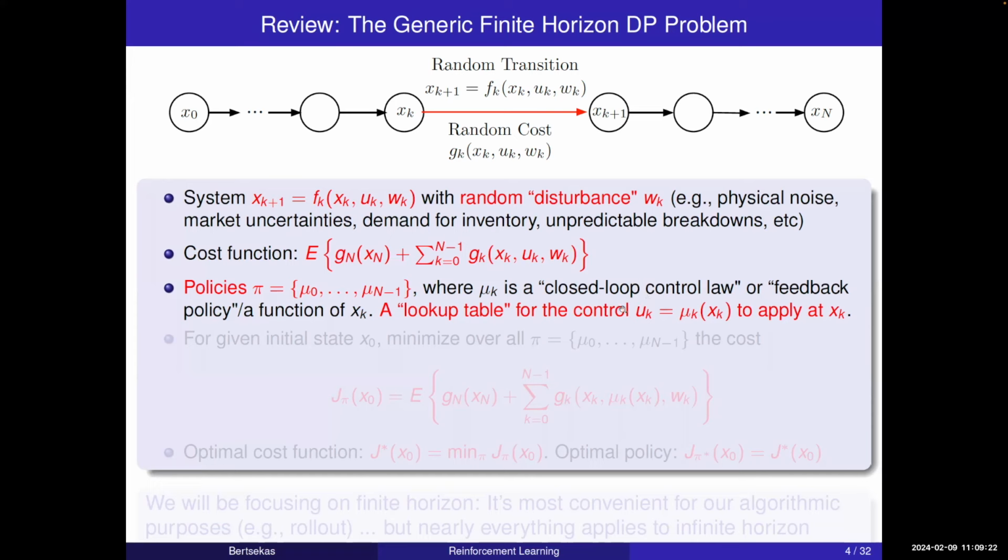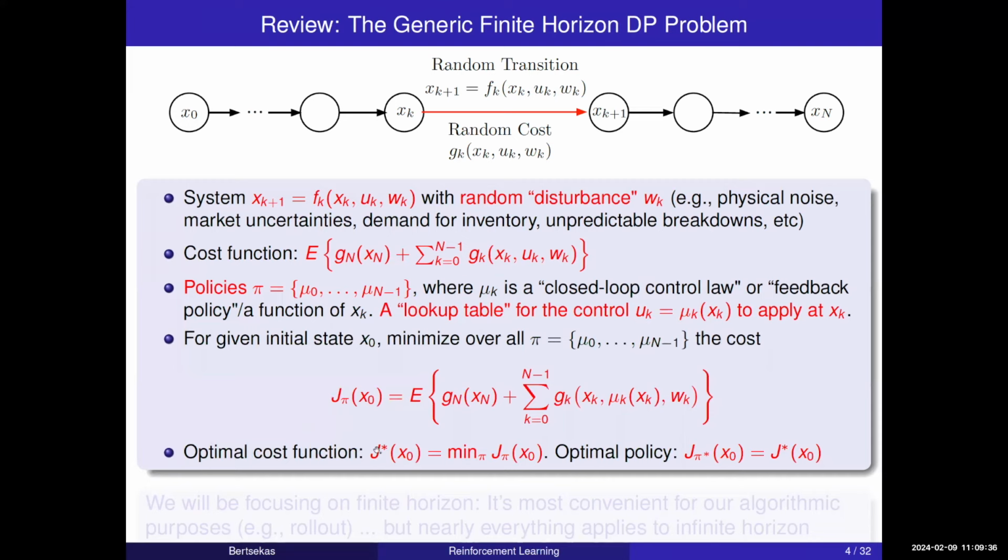Then for a given initial state x0, the cost under a particular policy pi is given by this cost function here. And our objective is to minimize the cost function. So we compute J star from x0, which is a minimization over all possible policies pi. And then the optimal policy, which we call pi star, has this cost J pi star, which we just shorthand as J star from the initial state x0.